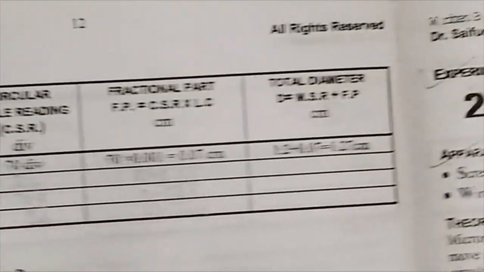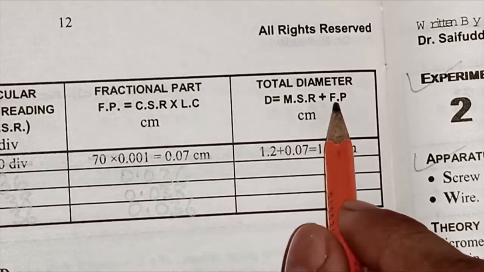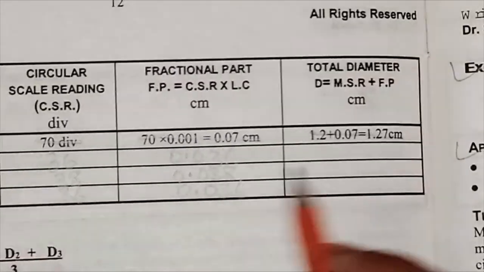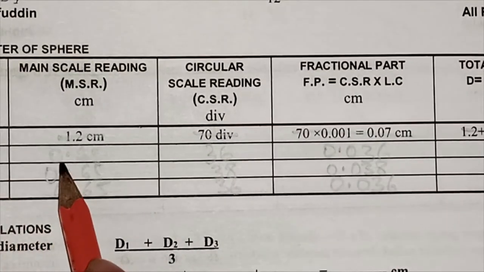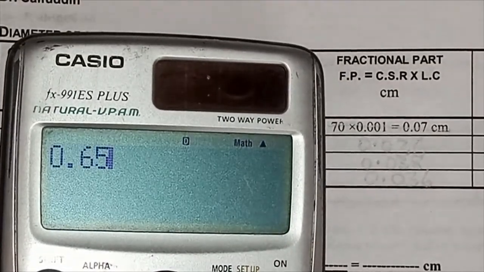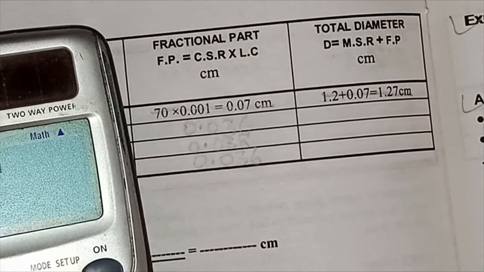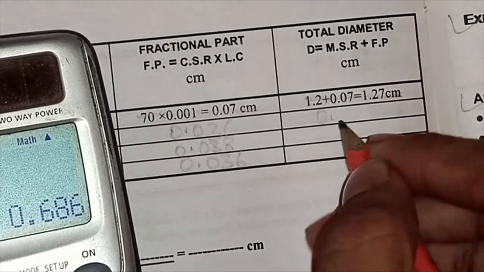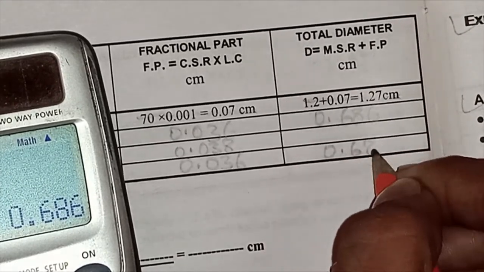For the last column, total diameter, the formula is given. Diameter is equal to main scale reading plus fractional part. Our main scale reading is 0.65. We have to add 0.65 with the fractional part. So 0.65 plus our fractional part 0.036. So what will be the diameter of our sphere? It is 0.686. Because our last reading is also the same, I am writing 0.686 again.